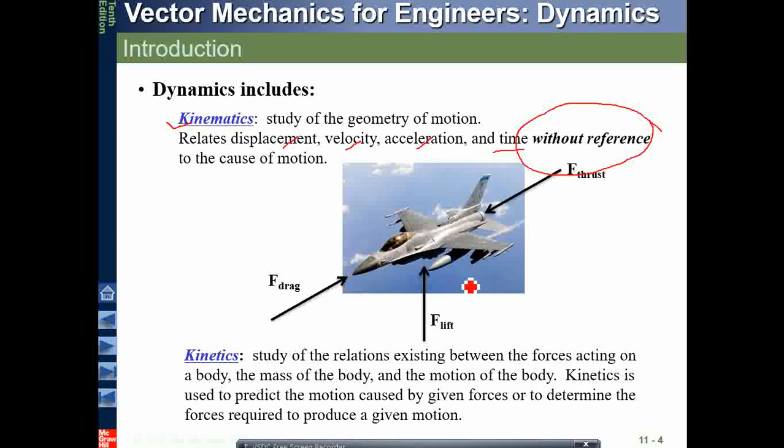For example, this aircraft is moving. If I am mostly interested in obtaining the displacement, through displacement I can obtain velocity, and by double differentiation I can also obtain the acceleration. All these things are obtained for the aircraft. This is the study of the geometry of motion, and this is termed kinematics. It is not with reference to any particular coordinate system. What are the major causes of motion?